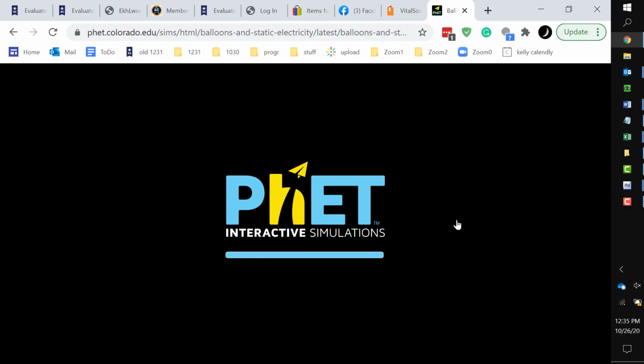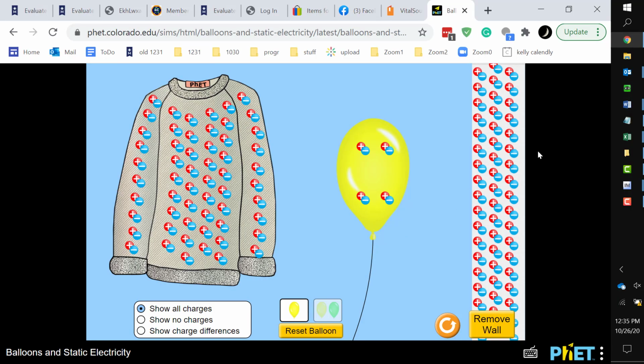Here's a quick simulation on PhET on the internet. So if you just Google PhET, it brings you to a bunch of simulations that you can just play with on the internet. So here we have a sweater, which has positives and negatives. So overall, right now, it's neutral. A balloon, that is also overall neutral. And a wall over here.